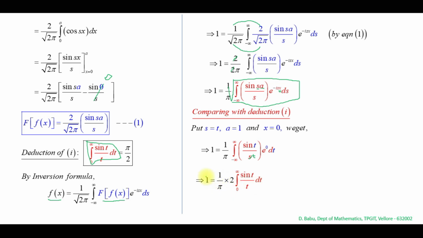Bring this to the left hand side, we have the reciprocal, that is pi by 2. So this implies pi by 2 equal to 0 to infinity sin t by t dt. So this proves 1. Next, deduction 2.